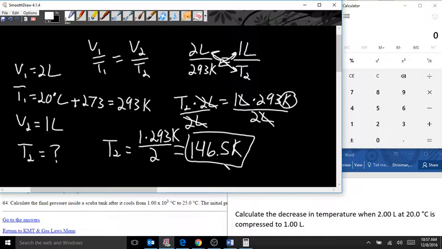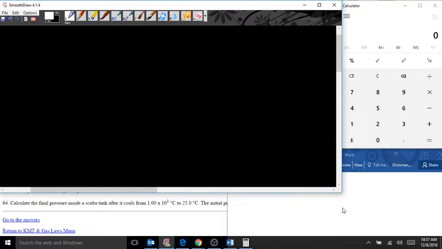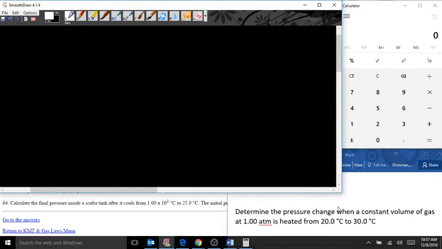All right, let's look at one more practice. Down there in the corner: determine the pressure change when a constant volume of gas at 1 atmosphere is heated from 20 degrees to 30 degrees Celsius. So I want to know the pressure, and they give me a pressure of 1 atmosphere. So my P1 is 1 atmosphere.